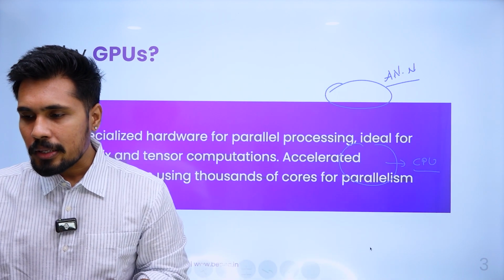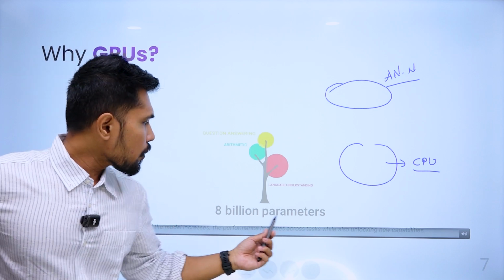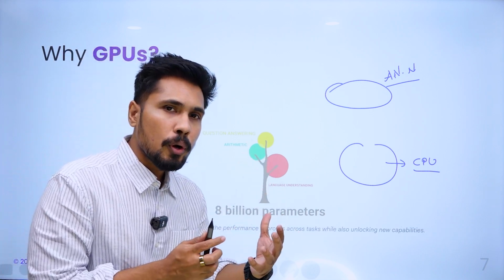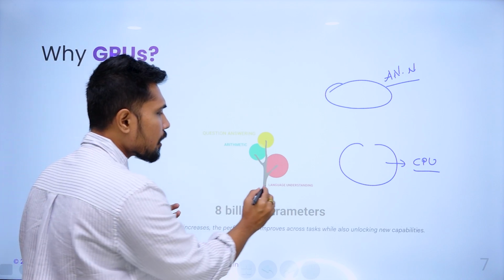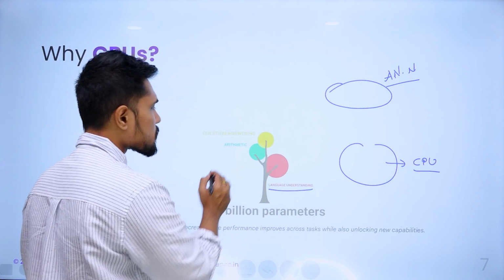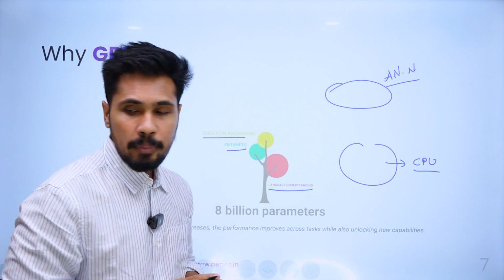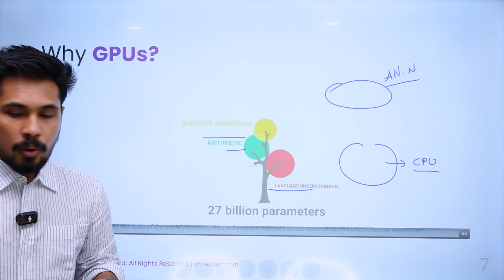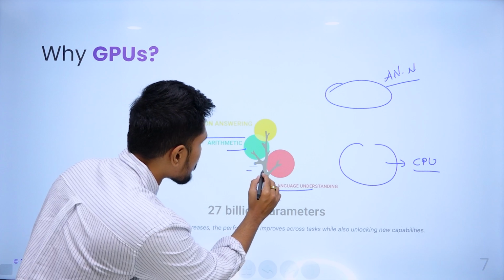If you look at this example from Google, they collected 8 billion parameters, a neural network of 8 billion artificial neurons. By using that 8 billion, they are able to come up with language understanding, arithmetic, and question answering. And as they increase the number of parameters, for example now we get 27 billion parameters, they are able to even add summarization.